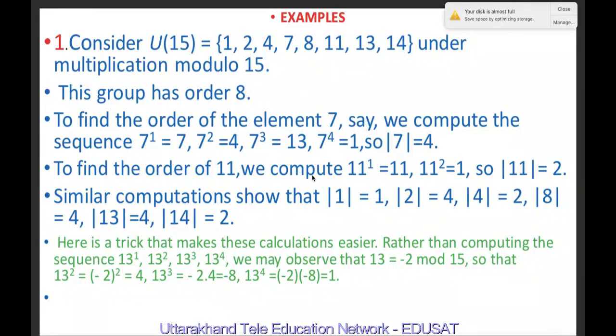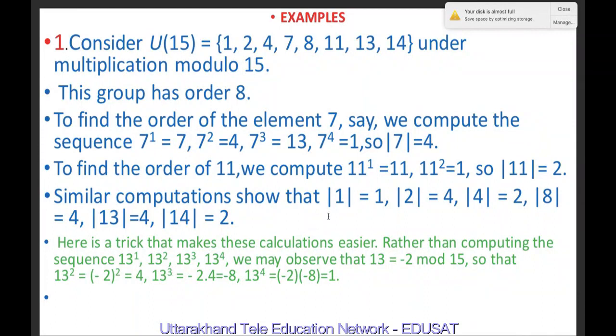Similarly, we can find the order of other elements. Let's check the order of 11 also, so that you understand how to find the order of an element under multiplication modulo 15. First is 11 raised to power 1. 11 raised to power 1 is 11. If we divide it by 15, the remainder is 11. 11 square is 121. If you divide 121 by 15, the remainder will be 1. So we have reached 1, the identity element. So 11 square is 1. Therefore, we can write order of 11 is 2.